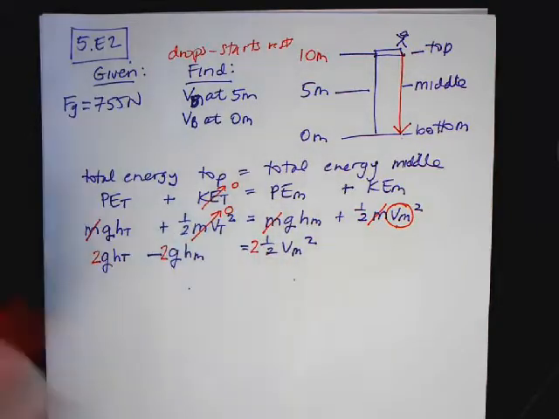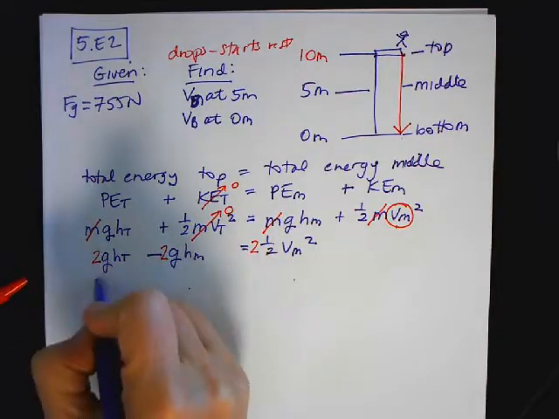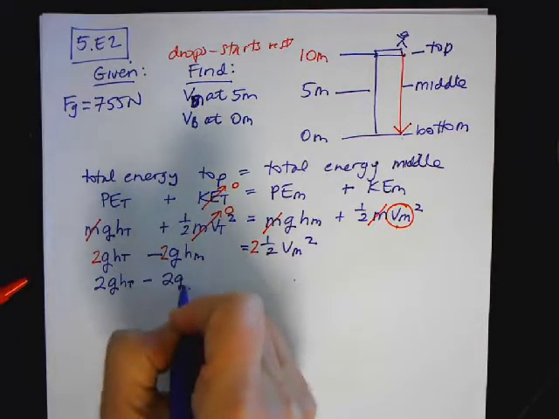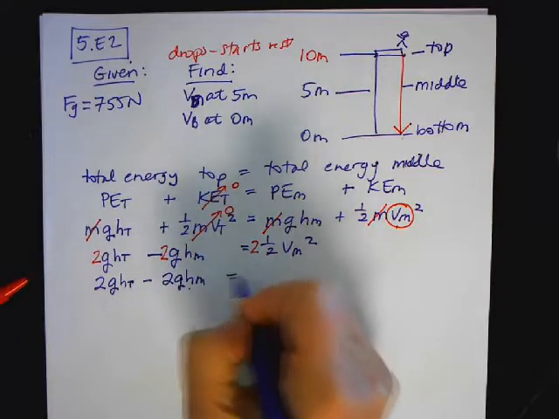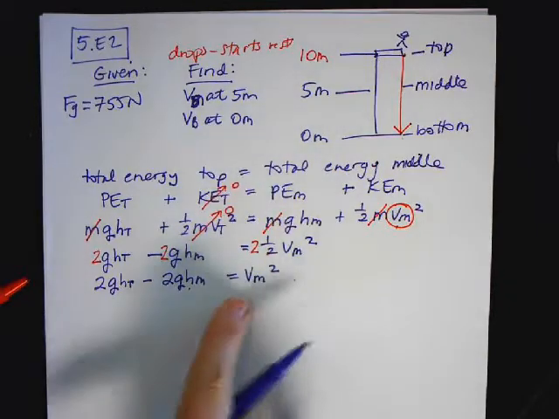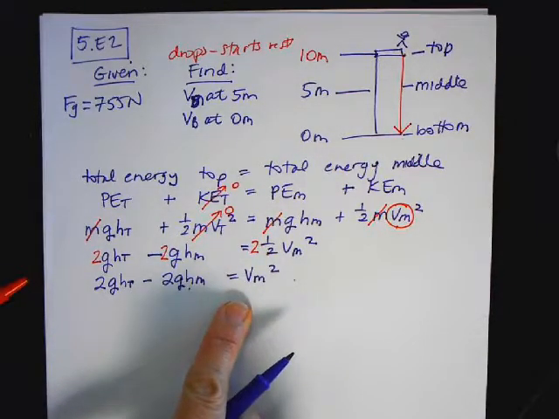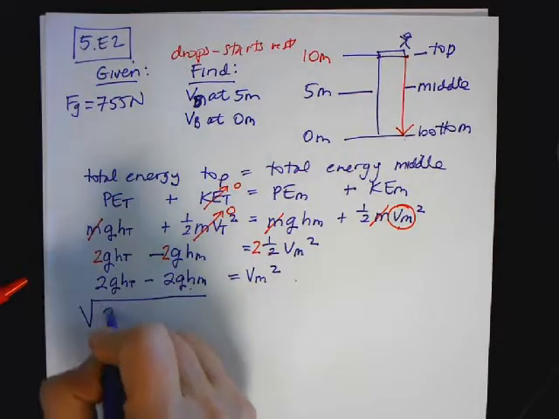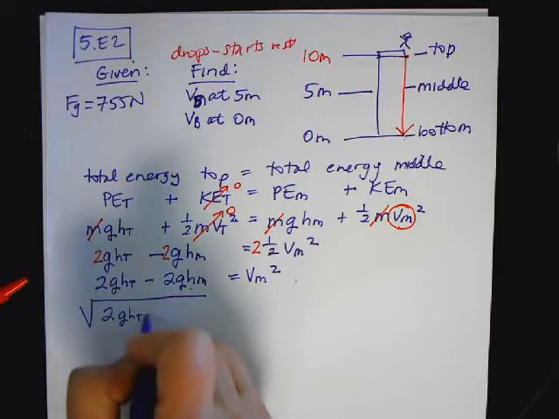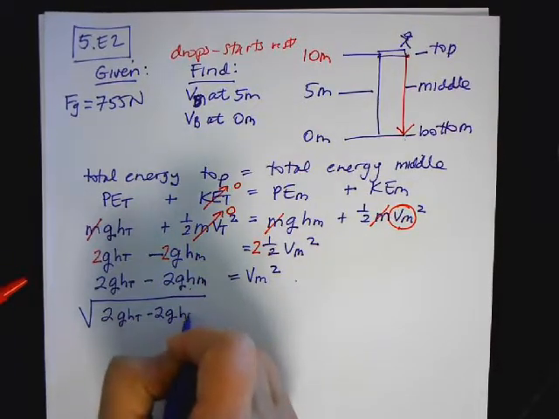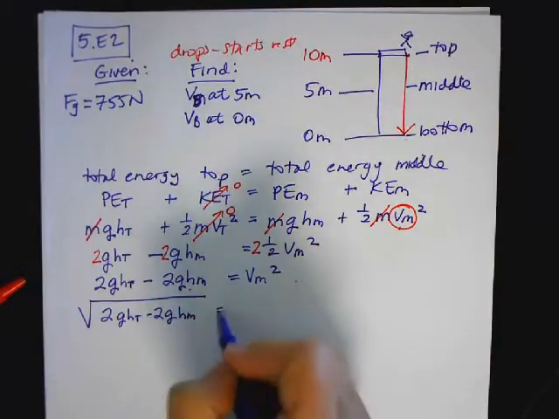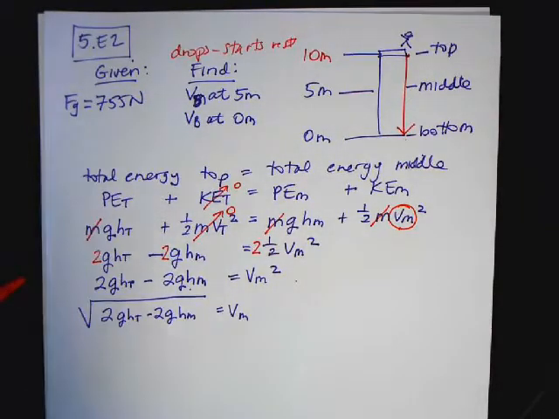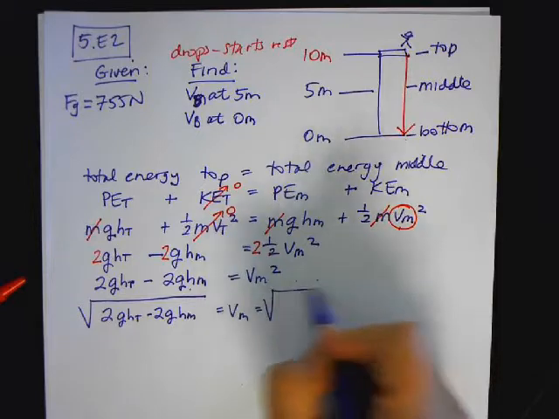So 2 times 1/2 is 1. So now I'm going to have 2GHT minus 2GHM is equal to Vm squared. I still want V by itself, so I'm going to take the square root of both sides. So the square root of 2GHT minus 2GHM, remember that's a subscript, is equal to V. Now I could have pulled out the 2G, but I don't want to confuse anyone, so we'll just go with it the way it is.